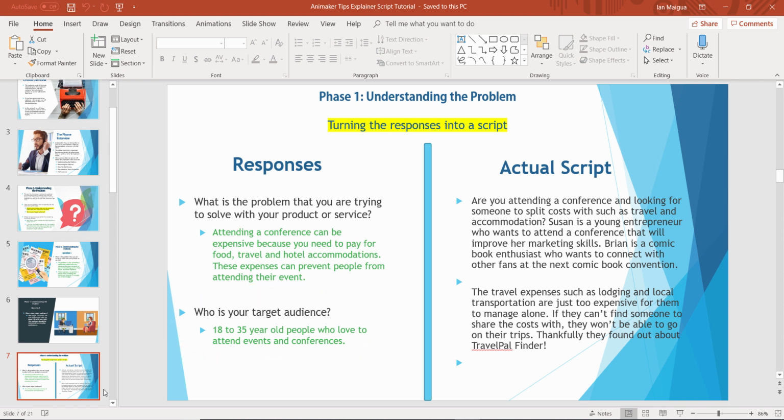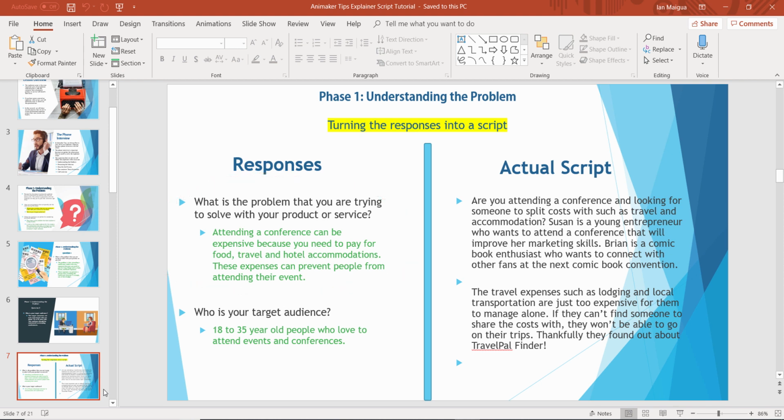Now let's read the second paragraph. It basically says this: the travel expenses such as lodging and local transportation are just too expensive for them to manage alone. If they can't find someone to share the cost with, they won't be able to go on their trips. Thankfully, they found out about Travel Pal Finder. Now this specific section connects with what is the main problem. Because you see, I mentioned the travel expenses being an obstacle, such as lodging and local transportation. That's how this little section connects with that response.